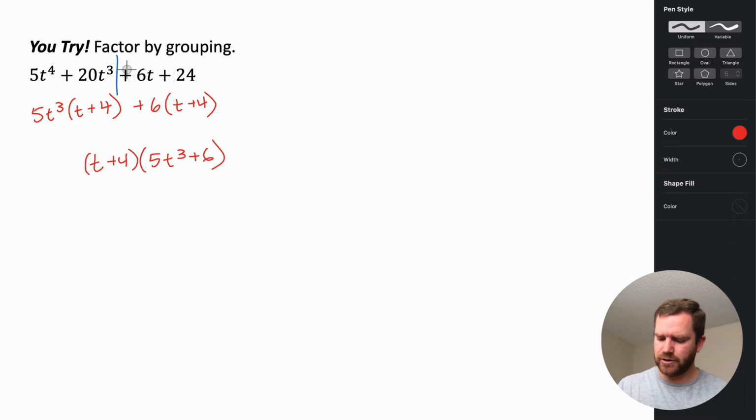Now, in this situation, right, the leading term was positive, so that's why we have this plus here. And then the biggest number that goes into both 6 and 24 is 6. So we're going to take out a 6, and then we're going to multiply that through by t plus 4. Now, they have the same thing here, t plus 4, so that's our first group. And then what's left on the outside, the 5t cubed and the 6, are what make up our second group.